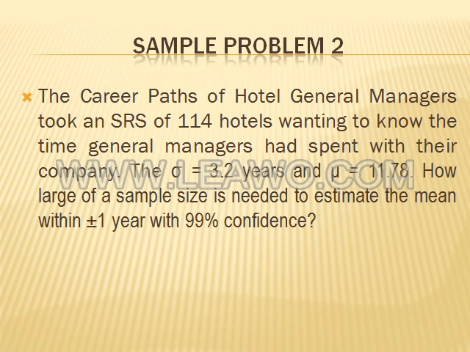The career paths of hotel general managers took an SRS of 114 hotels, wanting to know the time general managers had spent with their company. The standard deviation is 3.2 years, and the mean is 11.78. How large of a sample size is needed to estimate the mean within plus or minus a year, with 99% confidence? Take a minute and try and find the answer, and then we will explain how to do it.